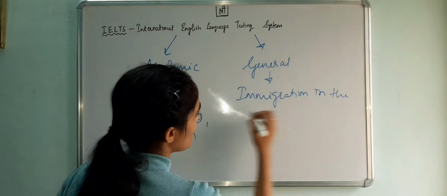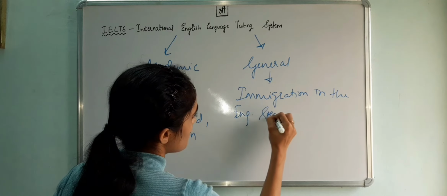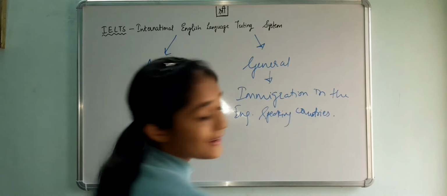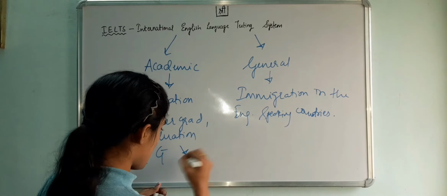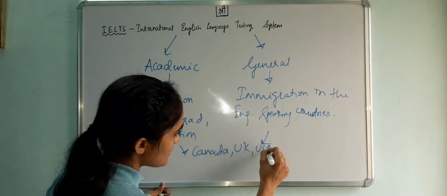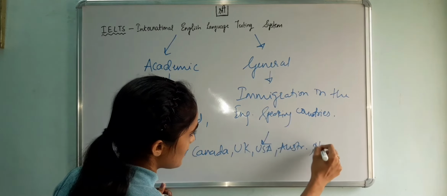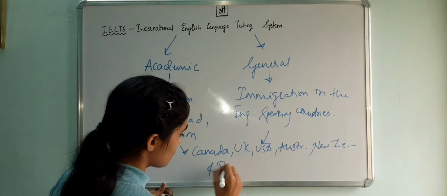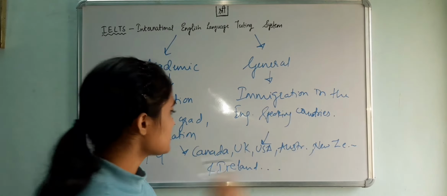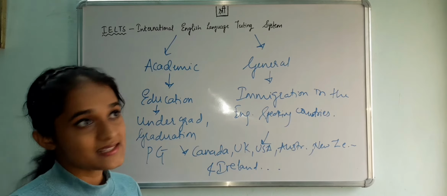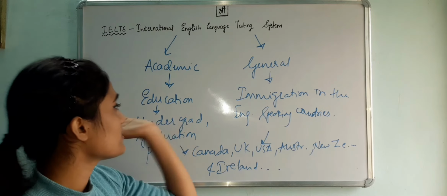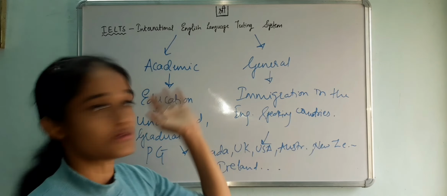in the English speaking countries. It can be any country. Both the exams are accepted in Canada, UK, USA, Australia, New Zealand, and Ireland, and even some more countries. You just have to do a bit of research, but these countries are for sure where you will be allowed to take the exam and go for your preferred wish. If you're going for education, take academic IELTS, and for immigration purposes, you just have to take general.